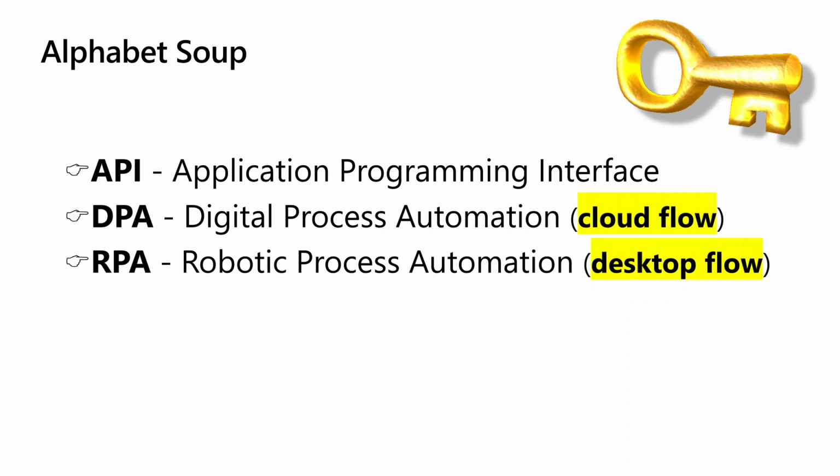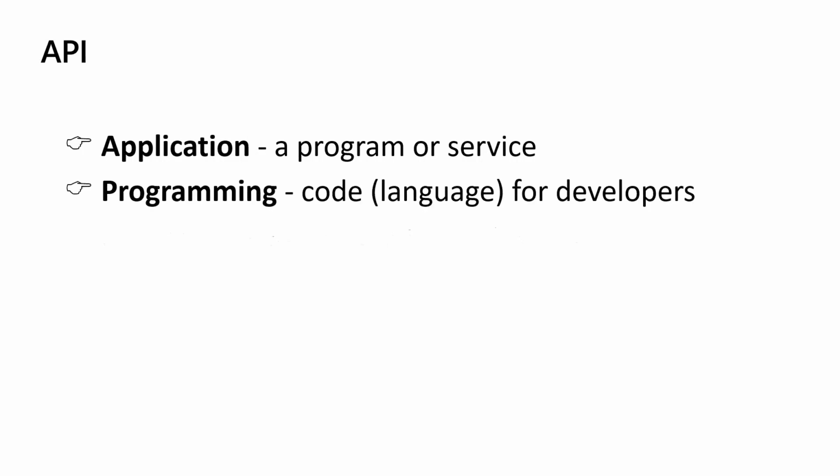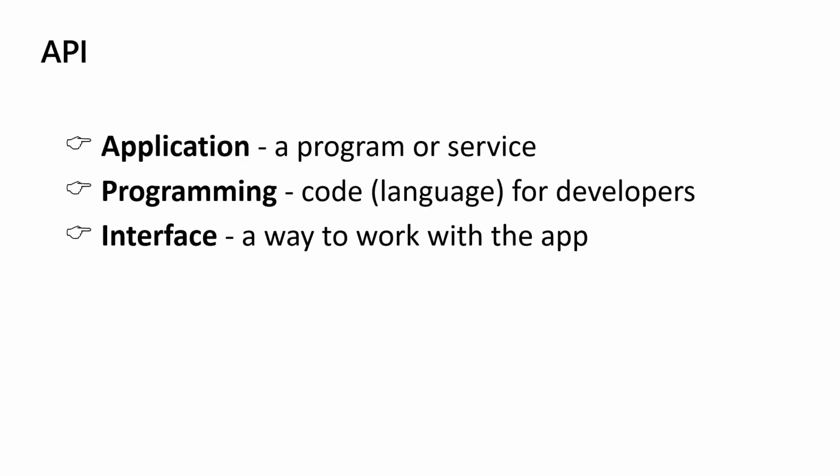And understanding the differences between these things and what they are is key, so I'm going to go through these and unpack them a little bit more. Let's start with API. So API stands for Application Programming Interface. So in this context, application simply means a program or a service. So this might be Dropbox, it might be Outlook, it might be Google Drive, it might be Twitter, Facebook. It's just a program or a service.